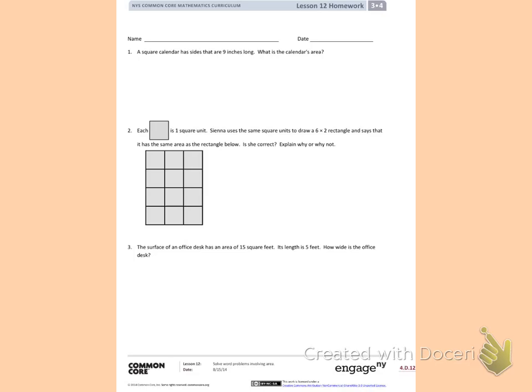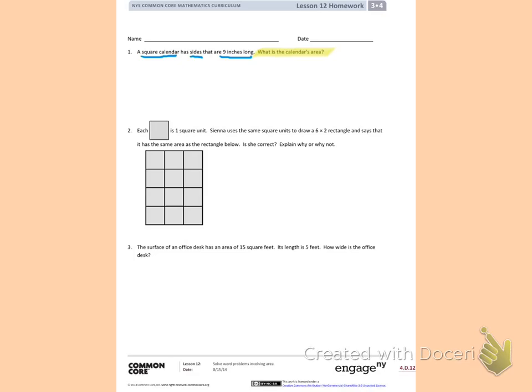Let's underline the important details. Square calendar, sides 9 inches long. Let's highlight the question. What is the calendar's area? If you don't have a highlighter, you could use a yellow crayon or circle the question. Highlighting the question reminds us to go back to the question and answer it at the end.